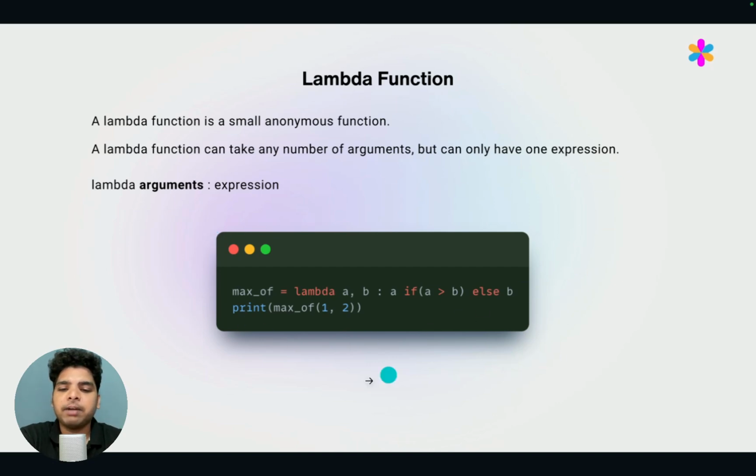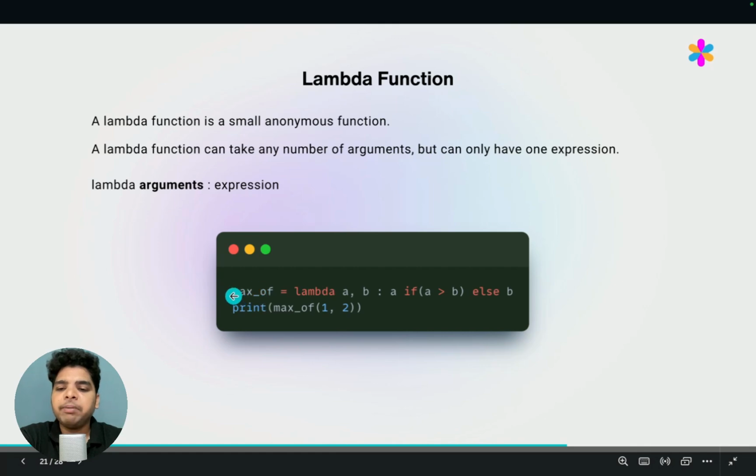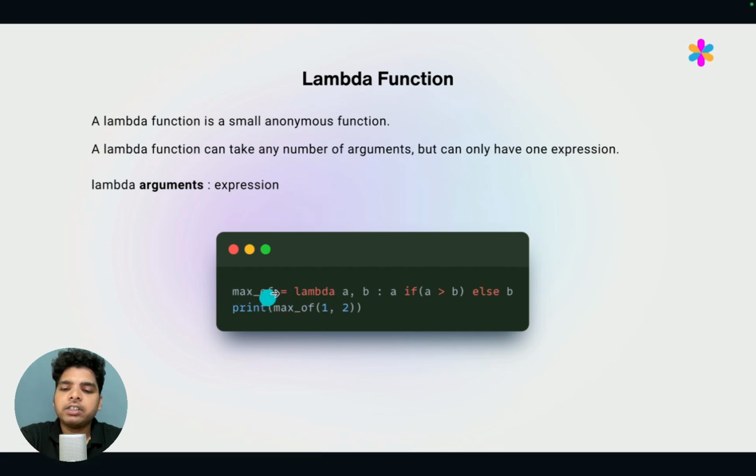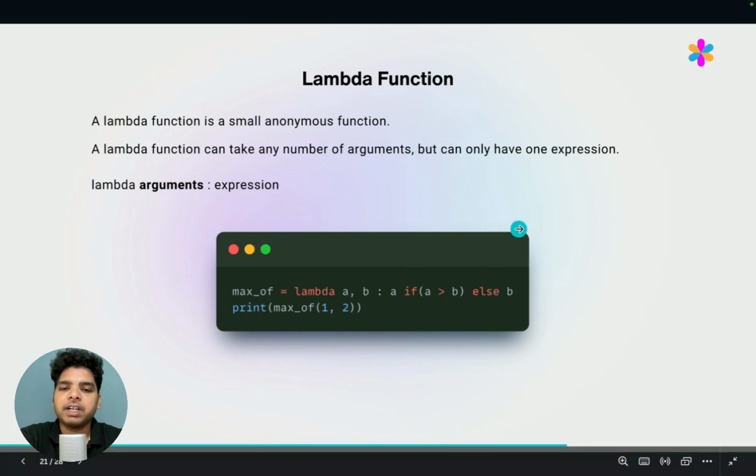This is the syntax of a lambda function. It is a program to check the maximum of two values. We name it max_of, then we use the lambda keyword, then we pass arguments a and b, then return a if a is greater than b, else return b. This program returns the maximum value from those two integers. So if we print max_of 1 or 2, it will obviously print 2. So this is how a lambda function works in Python.